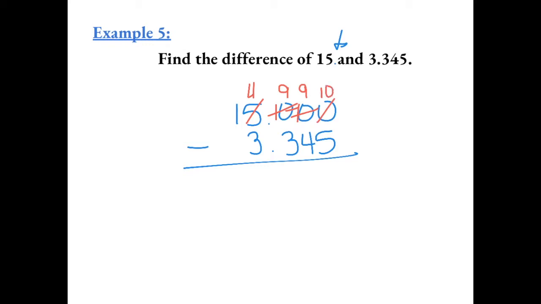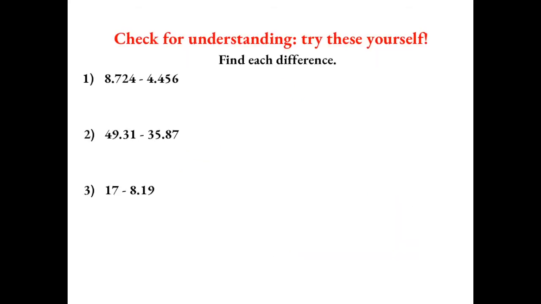So now we have 10 minus 5 is 5. 9 minus 4 gives us 5. 9 minus 3, 6. 4 minus 3, 1, and now this one we can just bring down the decimal. So our answer is 11.655. Pause the video here and try these yourself to check for understanding. When you're finished, press play to check your answers.